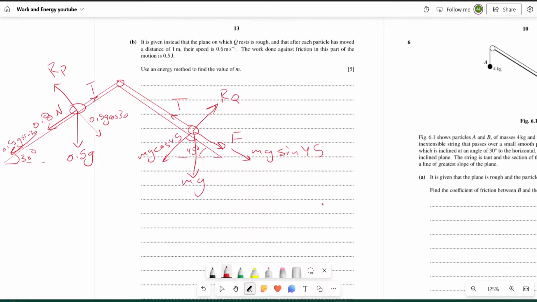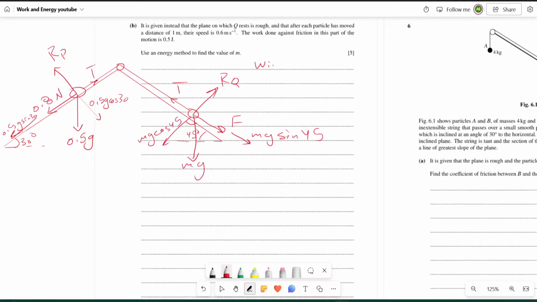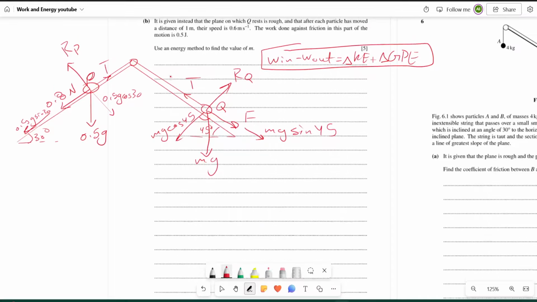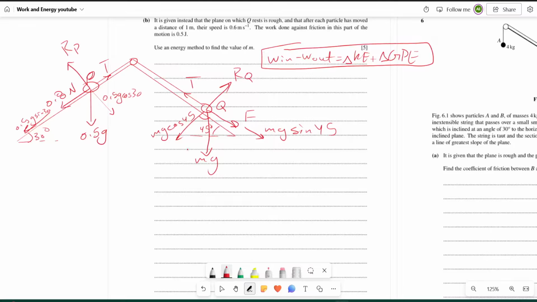Okay, now the work energy principle goes like this: work in minus work out equals delta KE plus delta GPE, right? How to approach this? There are two ways, an easy way and a more complicated way. The complicated way is basically applying this work energy principle equation on each particle alone. So this is particle P, this is particle Q. If we apply it on particle P, it moves down the slope, right? So we're going to say work in is going to be any external force that's causing the particle to move.